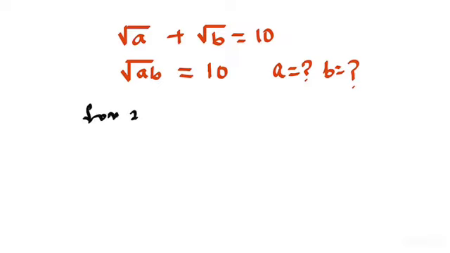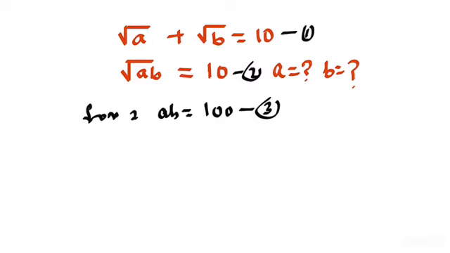From 2, this is equation 2 and this is equation 1. So from 2, if I square both sides, I'm going to have AB equal to 100, because the square will cancel the square root. So we have AB equals 100. All right. Let's call this equation 3.